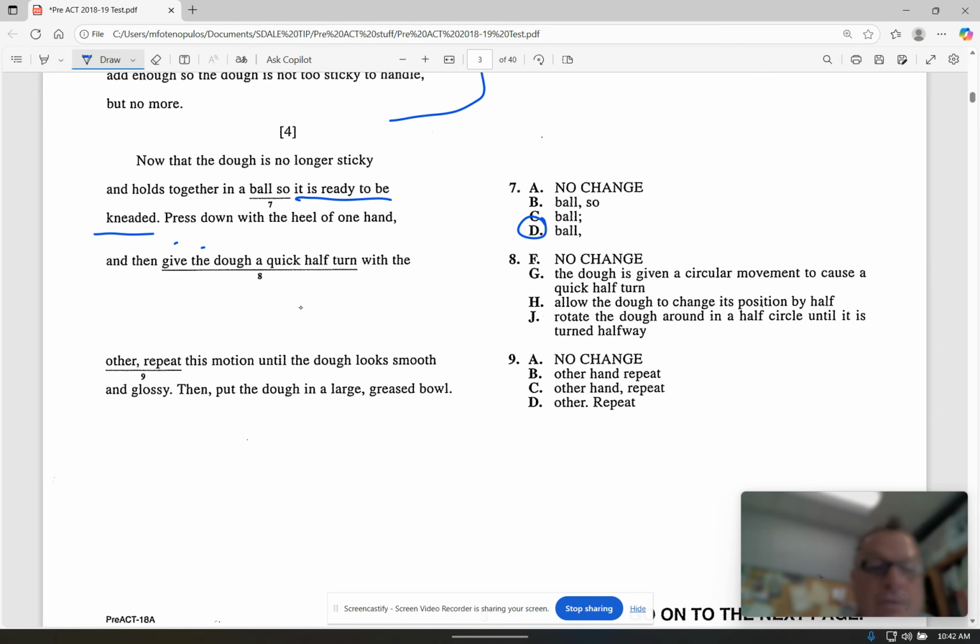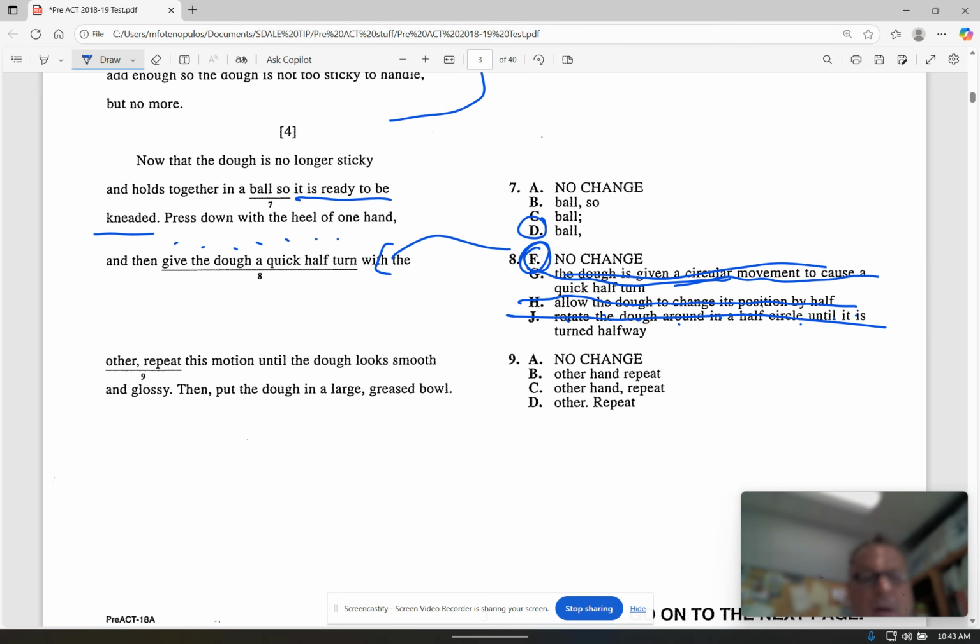Again, I'm looking at 1, 2, 3, 4, 5, 6, 7 words. 1, 2, 3, 4, 5, 6, 7, 8, 9, 10. Okay, that's out. The dough is given 1, 2, 3, 4, 5, 6. Okay, that one's out. So it's between H and leave it alone. Give the dough a quick half turn. Then allow the dough to change its position by half. Again, you're asking almost for the dough to do something on its own. That doesn't make a whole lot of sense. So this is no change. There you go. That's cool.